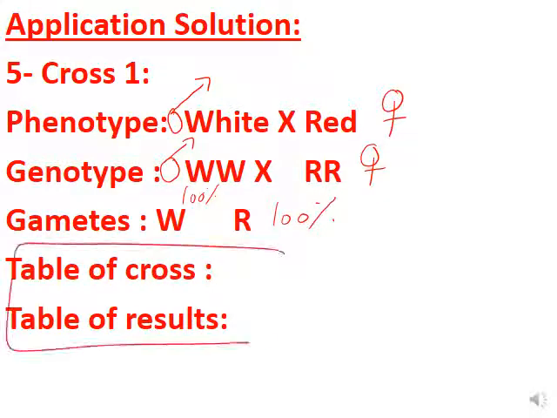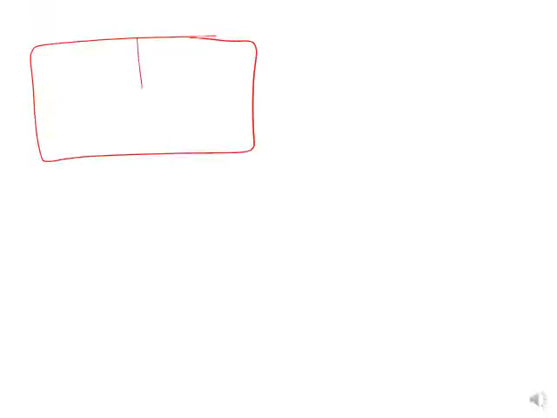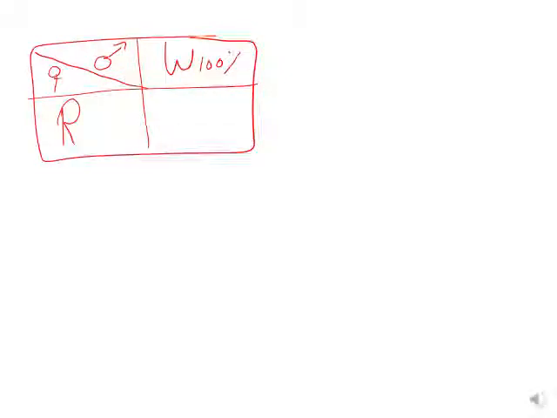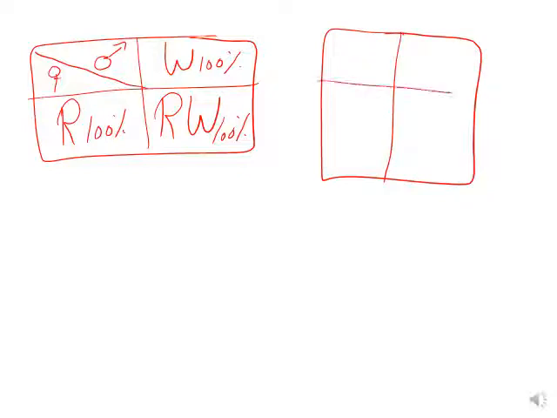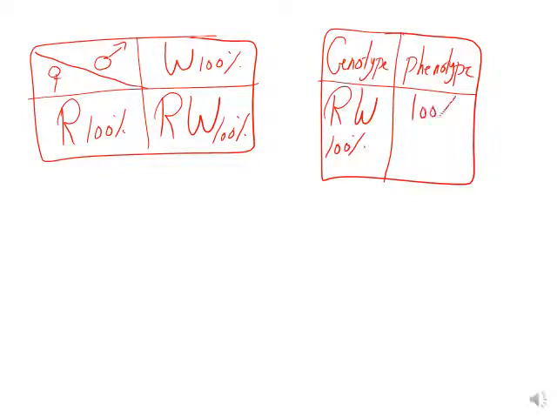Now let's move to the table of cross and the table of result. In the table of cross, we have to draw the table divided into male and female. In the male we have W 100%, here we have R 100%. In the table of result we divide it into genotype and phenotype. In the genotype we have RW 100% and the phenotype 100% pink. So therefore results are verified.